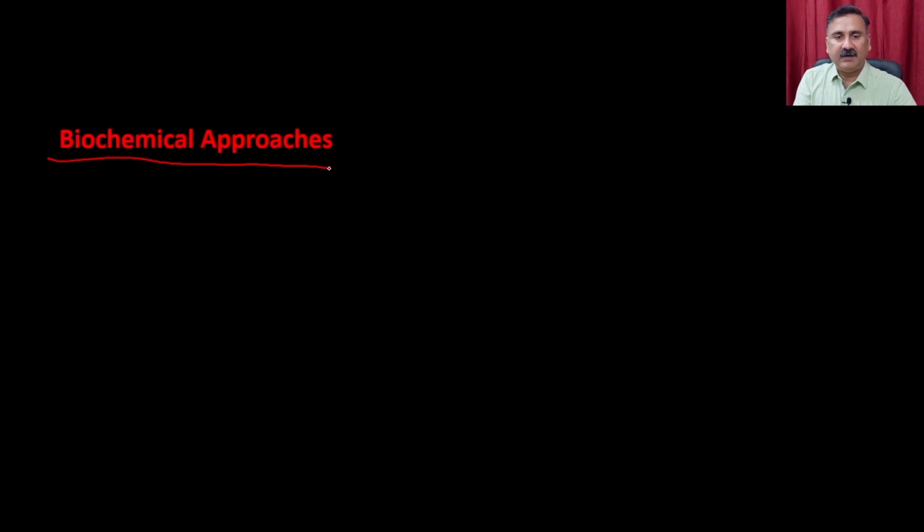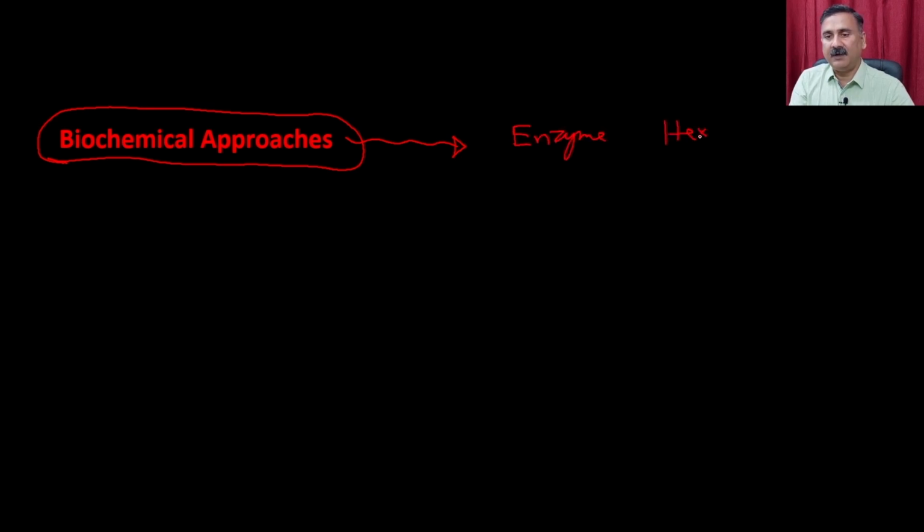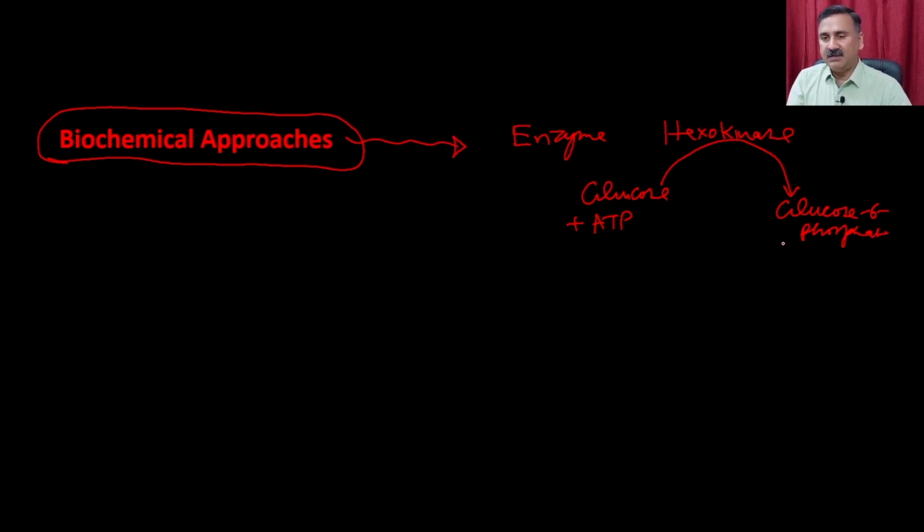Now, how can we have the different types of biochemical approaches? It depends on the enzyme. So imagine that we have an enzyme, for example, hexokinase. Hexokinase, what is the activity? Hexokinase takes glucose plus ATP and forms glucose 6-phosphate, which means it is taking one phosphate from the ATP and transferring that onto the glucose, forming glucose 6-phosphate. Now, this activity can be measured by an assay, right? So you can have a very strong assay to measure the activity of this particular enzyme.